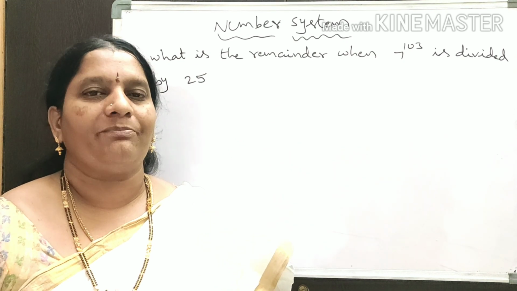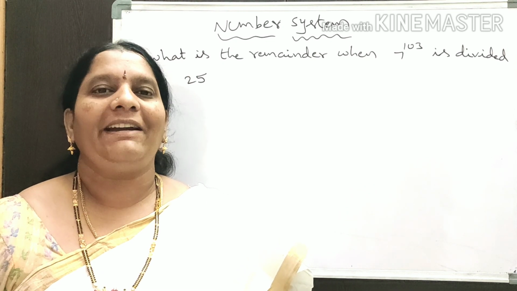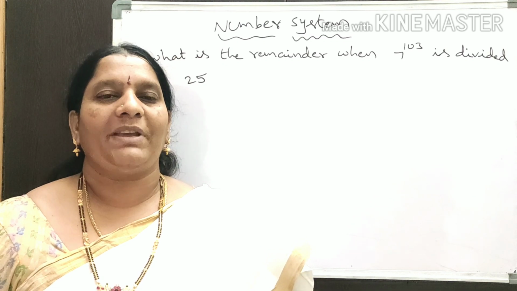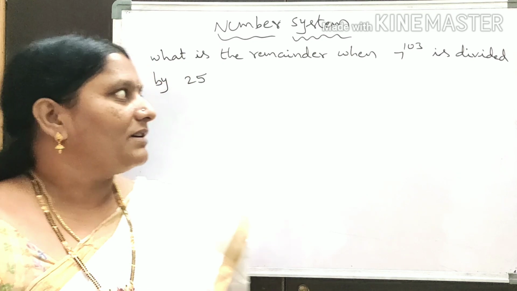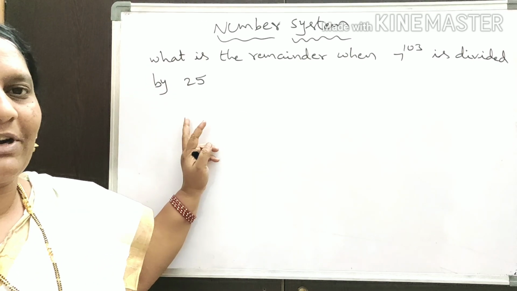video of number system. Find the HCF and LCM of 90 and 162. HCF is 18 and LCM is 810. Now the present question is 7 power 103 is divided by 25.